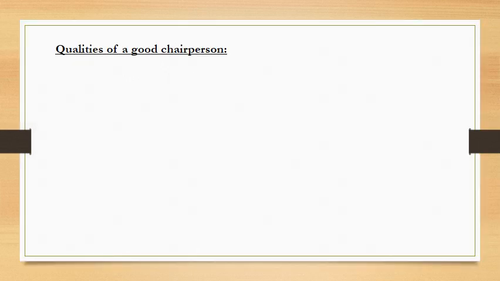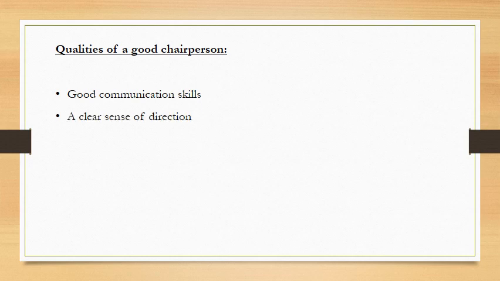Qualities of a good chairperson. First of all, he or she must have good communication skills. Now remember, from module 1, we looked at the importance of communication skills and also what could go wrong if you don't have good communication skills. We are not just talking about speaking. We are also talking about writing skills as well as listening skills. So a good chairperson has all these skills under the thumb.